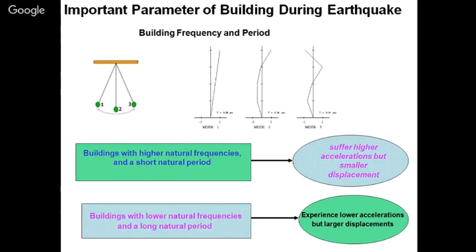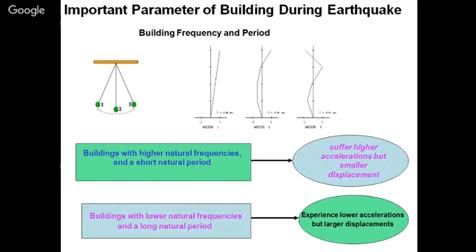Important parameters of a building during an earthquake. Buildings with higher natural frequency and a short natural period, that means short structures, which could be of RCC as well as masonry, suffer higher accelerations but smaller displacements. That is the reason they come to the stage of destruction very fast, because they have smaller displacements and complete the cycles very fast. They have high frequency content.